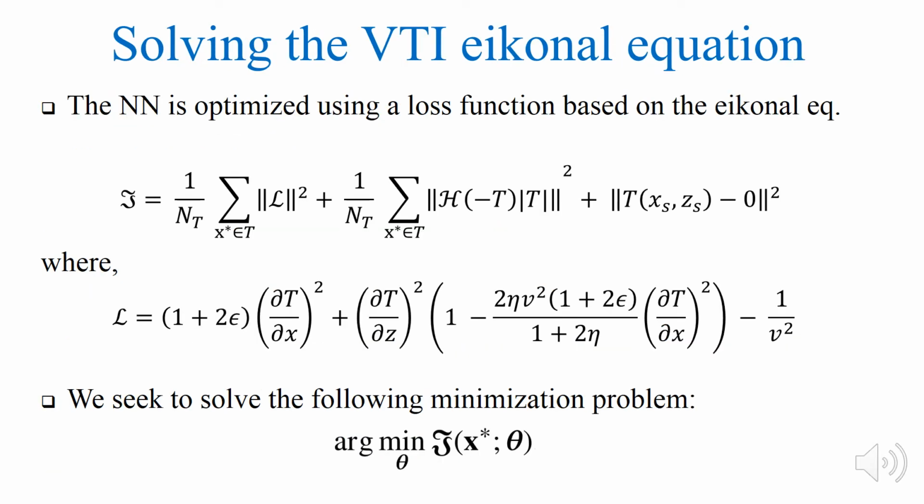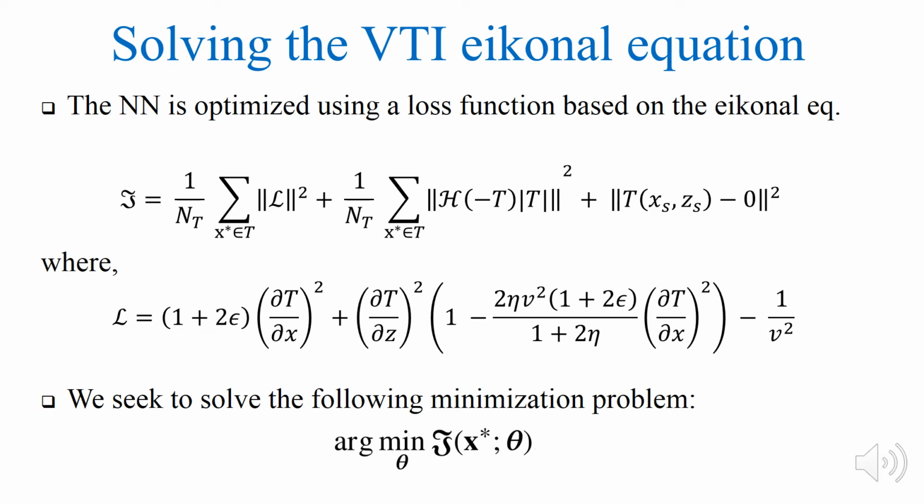All right, so now putting these pieces together, how can we solve the VTI eikonal equation? In short, the way we solve the anisotropic eikonal equation is by training a neural network to minimize a loss function, which is formed by the VTI eikonal equation. So let's go in and try to understand what this loss function contains. The loss function contains 3 terms. The first term tries to minimize the residual of the VTI eikonal equation. As you can see here, this italic L represents the residual of the VTI eikonal equation.